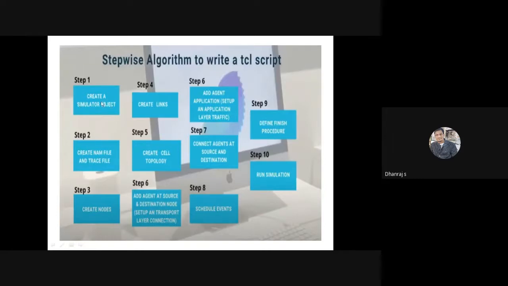We need to create the simulator object, then create a NAM file and a trace file, then create the nodes, then create the links, then create the cell topology, then attach the agents to the source and destination, then add the agent application, and then connect the agents at the source and the destination. Then we need to schedule the events, when to start and when to stop, then write the finish procedure, then run the simulation. So these are some of the steps we need to use in order to write the program.